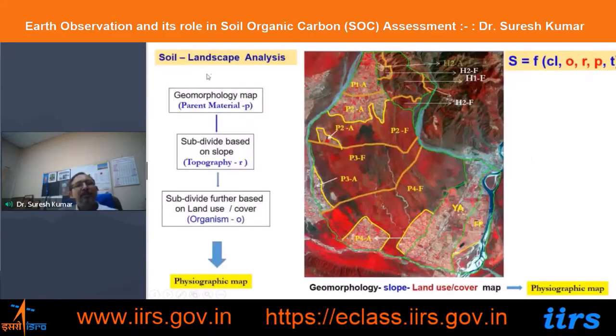Here I am showing how the soil landscape units are prepared. You see, this is the remote sensing data. I first prepared a geomorphology map. In the geomorphology map, P means Piedmont and A means alluvial plains. Then I divided it based on the topography, and then it was further divided based on the land use land cover, and you generate your soil landscape unit map. Then in this map you can collect the soil samples, and in each unit you collect minimum 3 samples, and then you average them out. So soil landscape unit preparation is important for deciding where to take the soil samples.